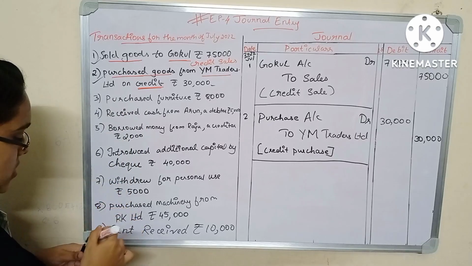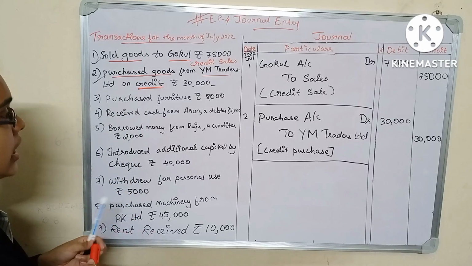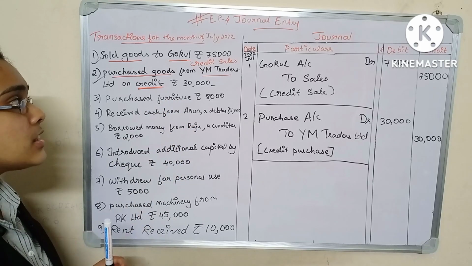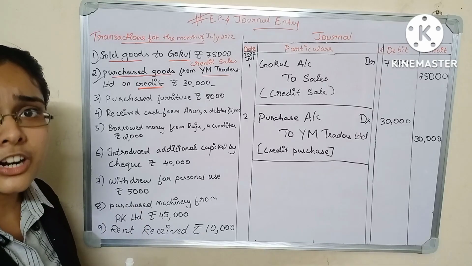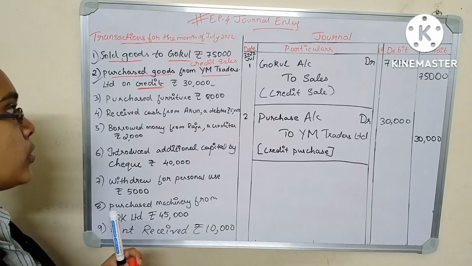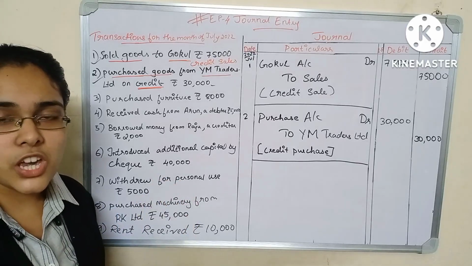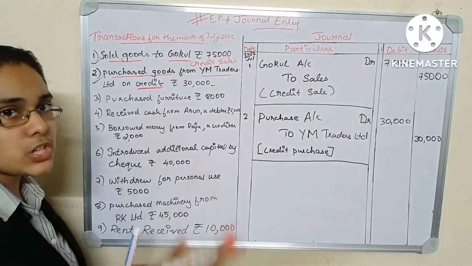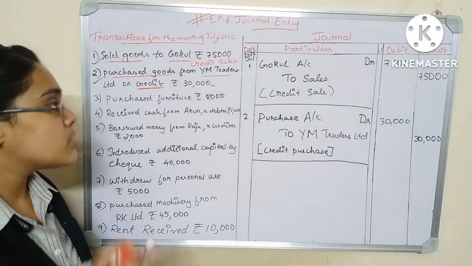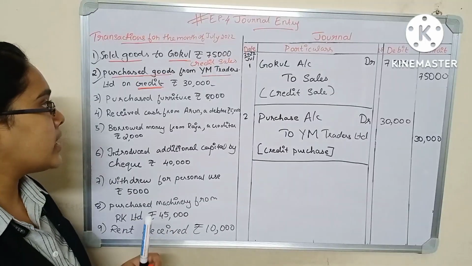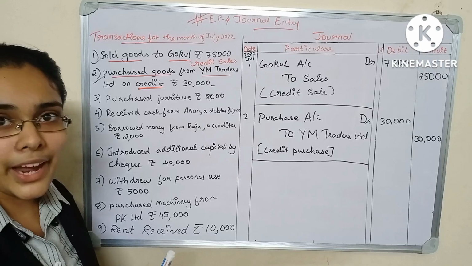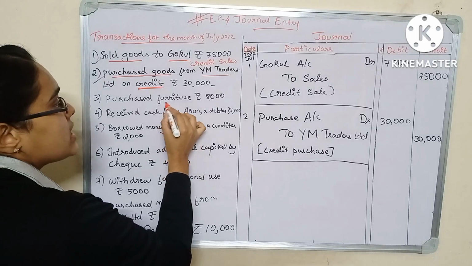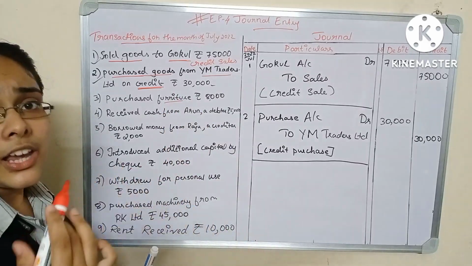The third one is purchased furniture. So you are purchasing furniture. Here you must note that the word cash is not used, and the trader from whom you are purchasing the furniture is also not mentioned. So how can you do? You can assume that you have purchased the furniture for cash. So you can conclude that you have paid cash for the purchase of furniture. So which will be the accounts involved? First one is furniture and next will be cash account.